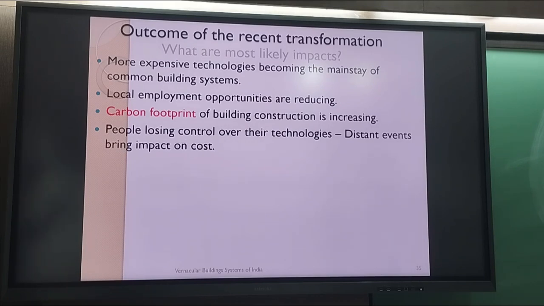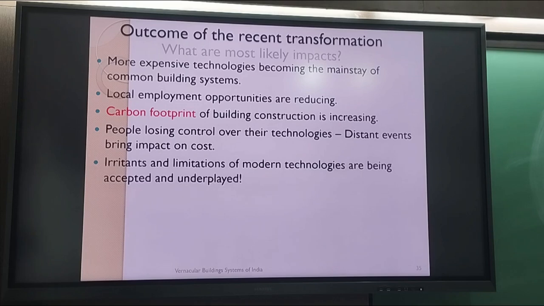Distant events change the access to the material that you had easy access to. Somebody makes a law. Typically we used to talk about Uttar Pradesh, Uttarakhand was also part of Uttar Pradesh. Lucknow is the capital, far away from the mountain. And somebody in Lucknow makes a law that affects someone so far away. Irritants and limitations of modern technologies are being accepted and underplayed.